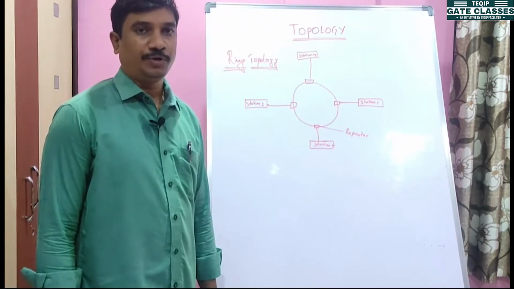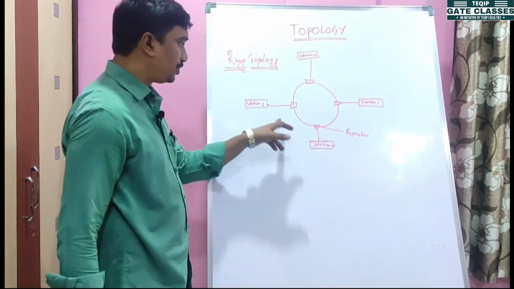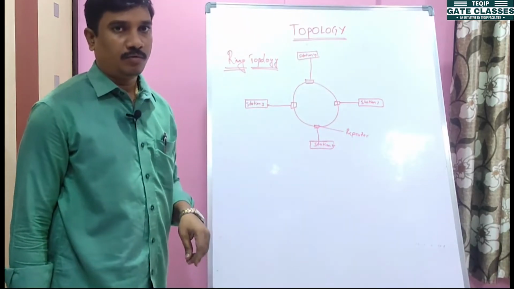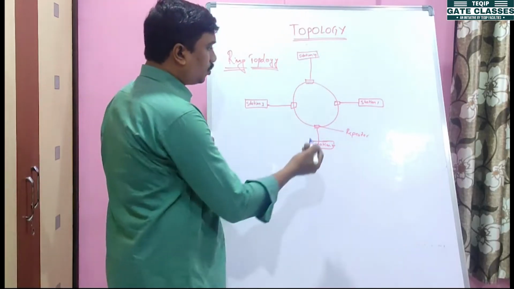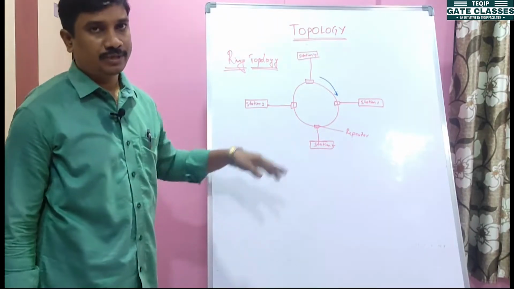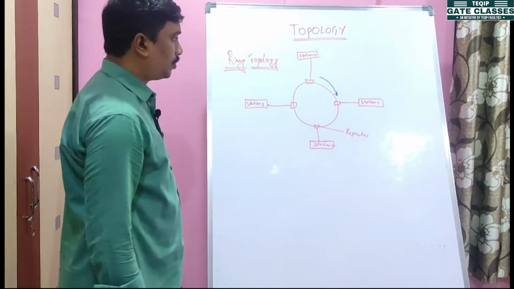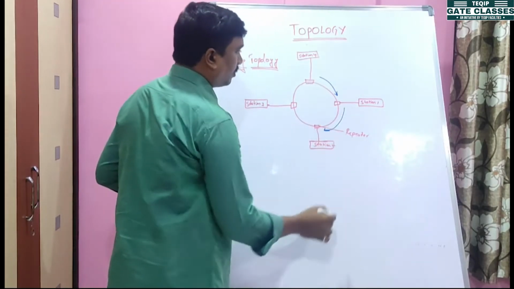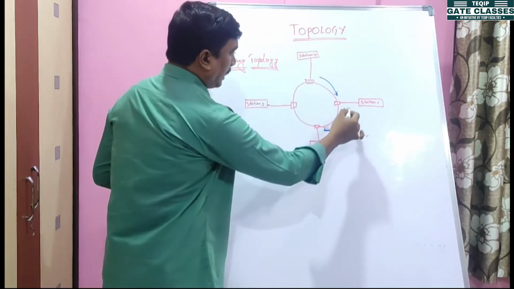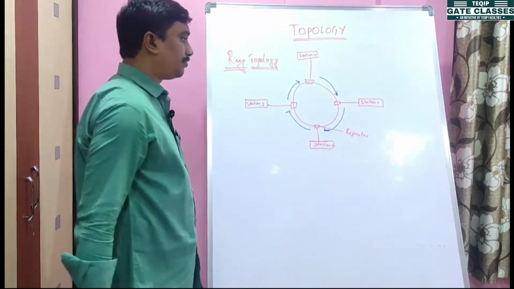Coming to the ring topology. The ring topology is like station 1, station 2, station 3 and station 4. We have to consider it as one ring format. In the ring topology, the data flow is only in one direction. Suppose I am using the clockwise direction. The data flows in only one direction. Suppose I want to send from station 1 to station 4, and the data comes in the clockwise direction and reaches the destination.